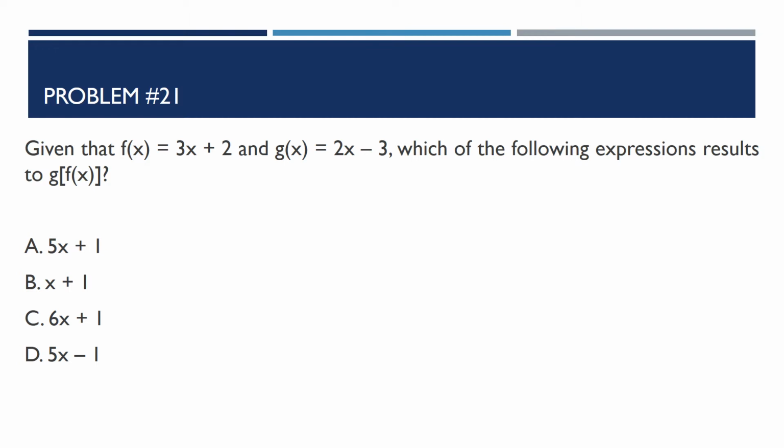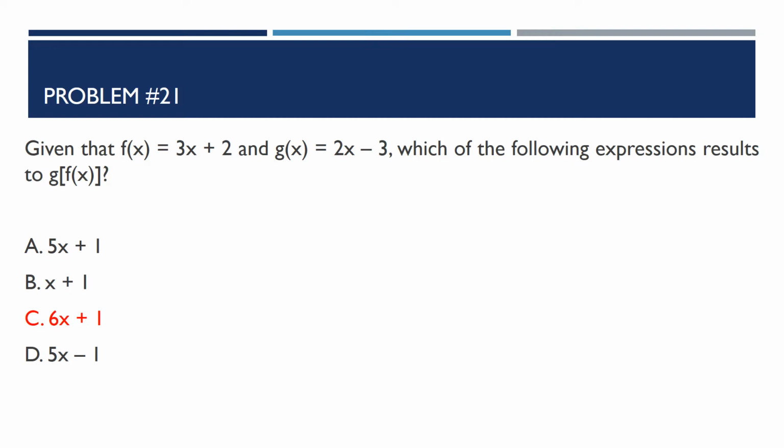Given that f of x is 3x plus 2 and g of x is 2x minus 3, which of the following expressions results to g of f of x? So let's find out the answer. The answer for this is 6x plus 1. So how do we get 6x plus 1?